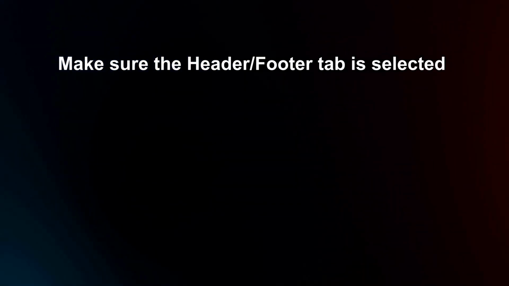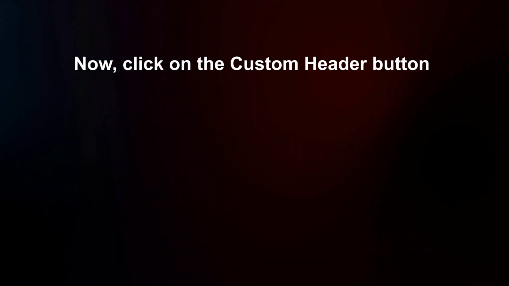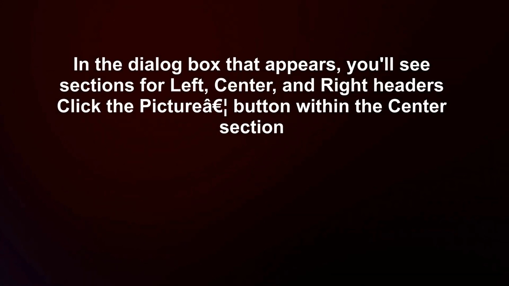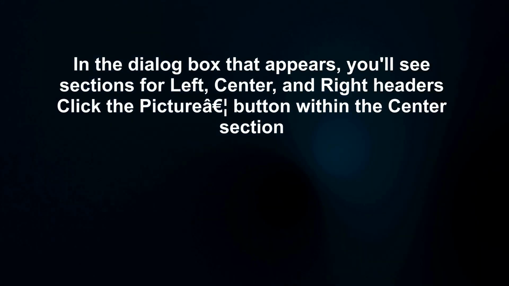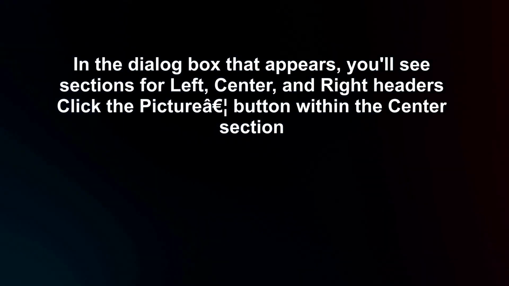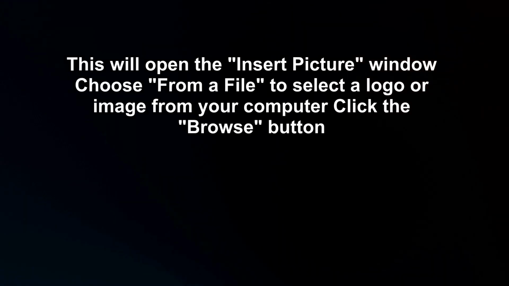Make sure the Header/Footer tab is selected. Now, click on the Custom Header button. In the dialog box that appears, you'll see sections for left, center, and right headers. Click the Insert Picture icon within the center section. This will open the Insert Picture window.